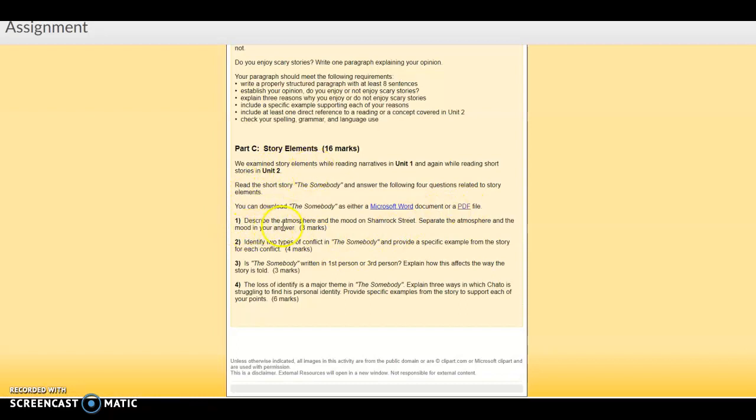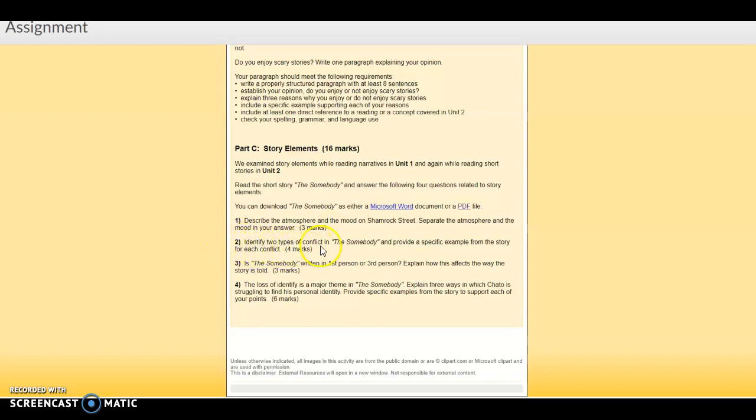So the first one will ask you to describe the atmosphere and mood on Shamrock Street. Shamrock Street is the street where the main character is at the beginning of the story. I'd like you to separate the atmosphere and the mood in your answer. Show me that you understand both atmosphere and mood. What happens sometimes is students jumble those two into one sentence, and it's unclear what part of the answer is the atmosphere and what part is mood.